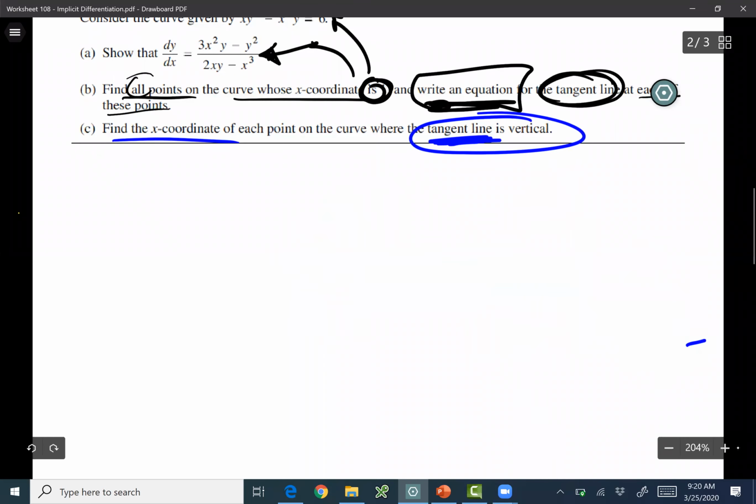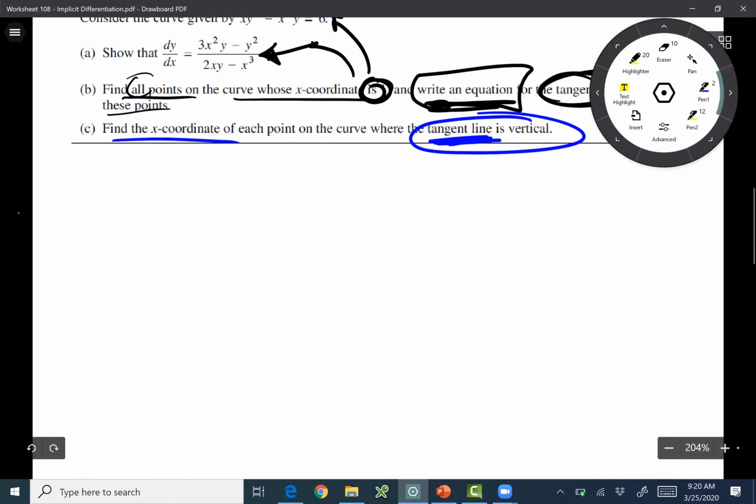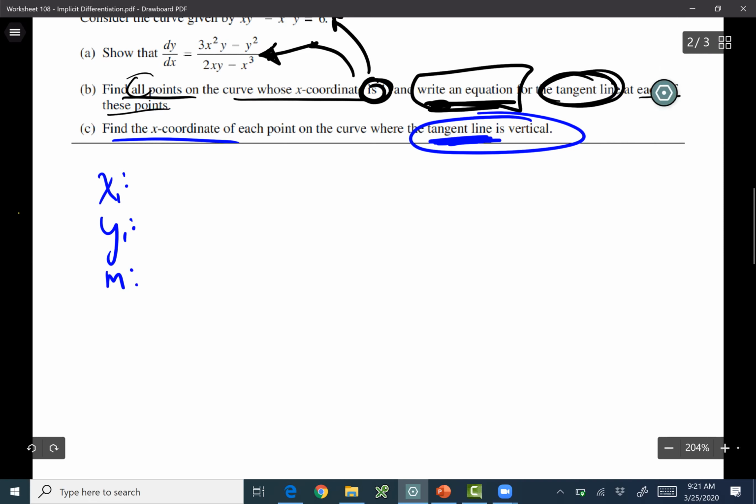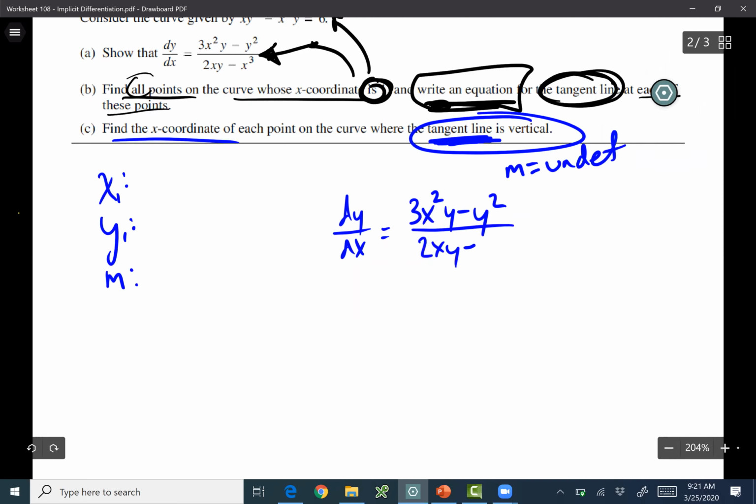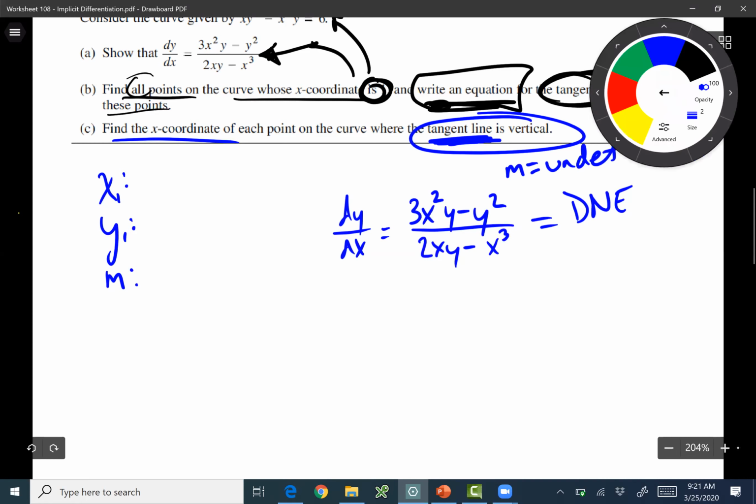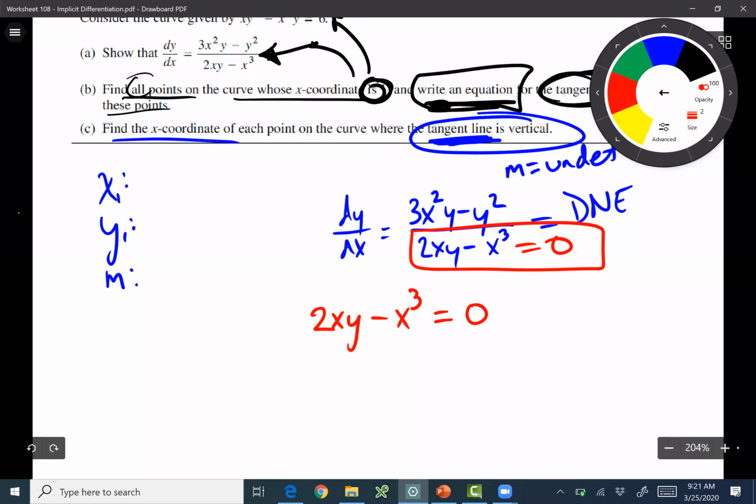So they only wanted the x coordinate here. So anyways, anytime I see tangent line, I immediately jump to x1, y1, and m. And a vertical tangent line means that the slope is undefined. Well, the way you're going to get an undefined slope is when the denominator is 0. So, right, if this is going to be DNE, what that really means is the denominator, the bottom, has to be 0. So 2xy minus x cubed needs to equal 0.